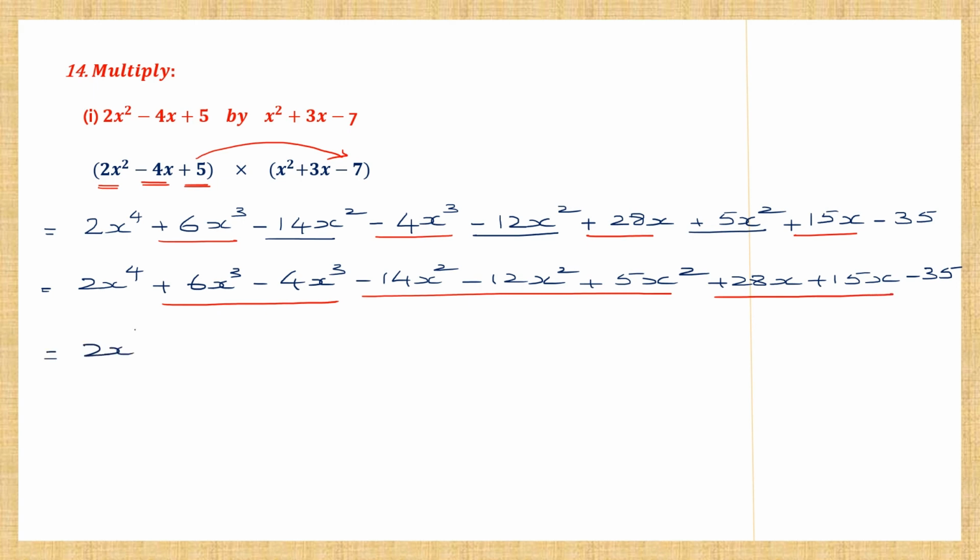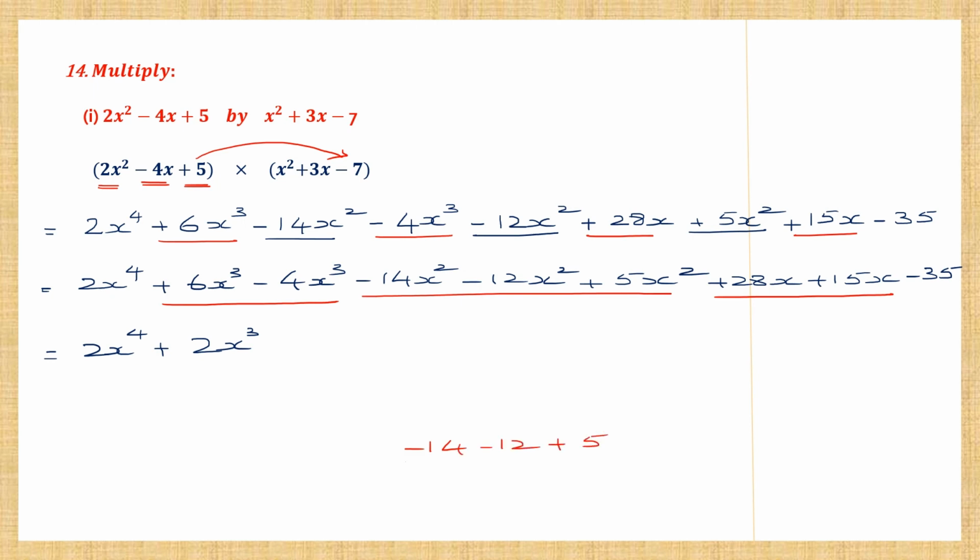2x to the power of 4 will remain as it is. Here let's take up the numbers. Plus 6 minus 4. 6 minus 4 is 2. So plus 2x to the power of 3. Now here we have minus 14 minus 12 plus 5. Let's write that down. Minus 14 minus 12 plus 5.